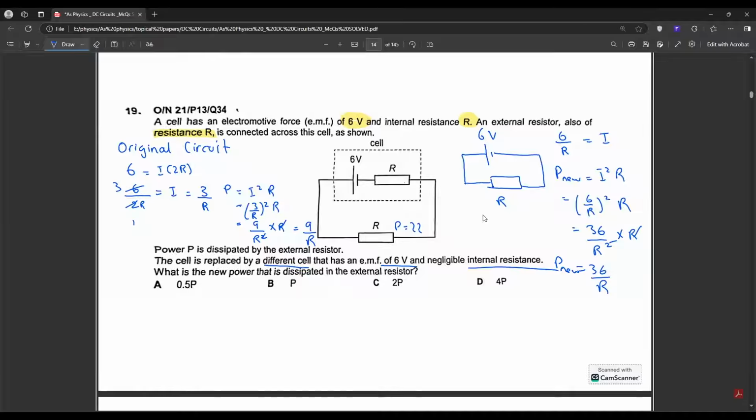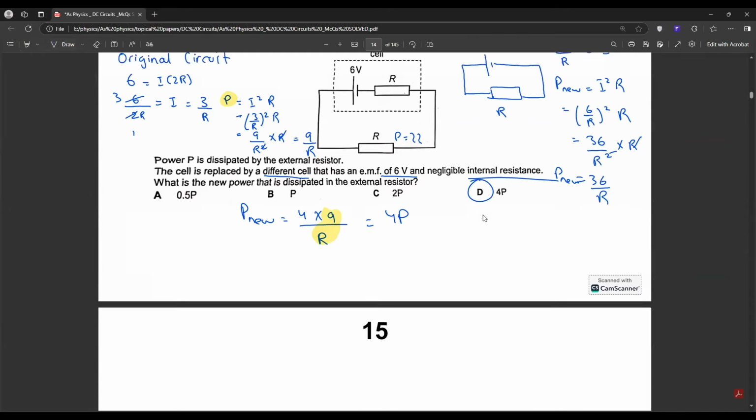Simple as that. Now there are no options like this here. Can you write the new power like this? 4 into 9 over R. Yes. 9 over R is equal to what? Your actual power P. So your new power will become 4 times P. D is your answer.